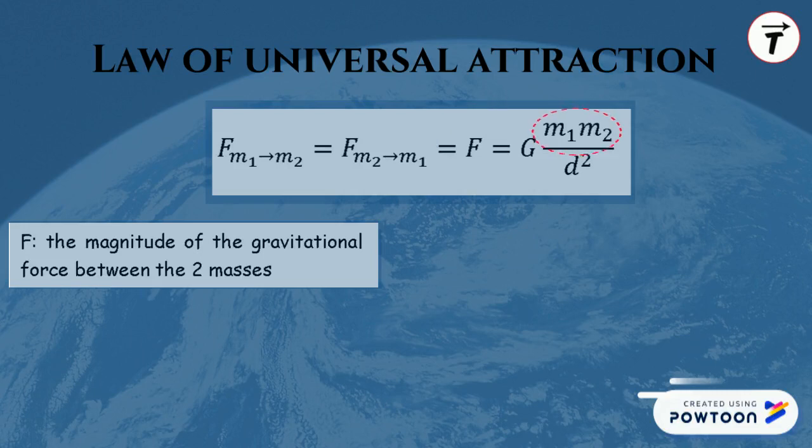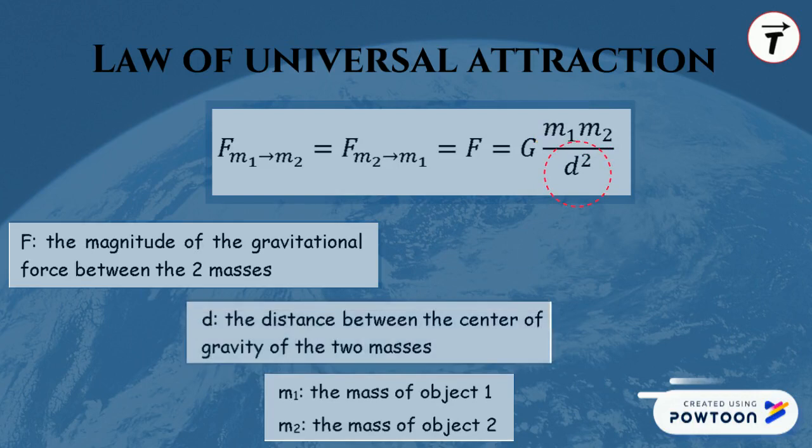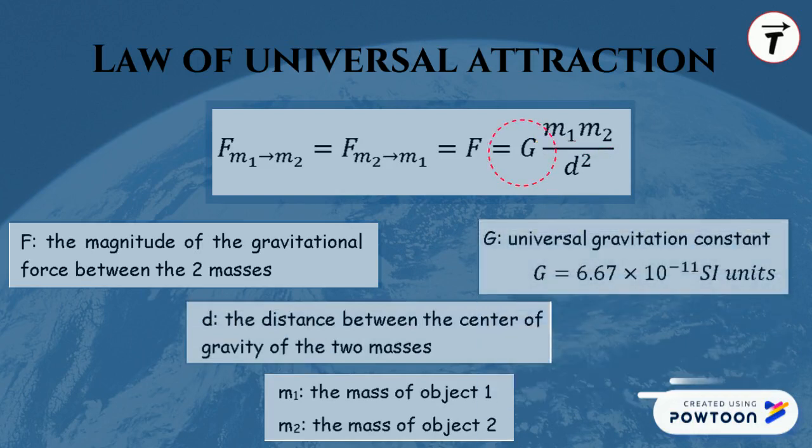m1 is the mass of object 1, m2 is the mass of object 2, both expressed in kilograms. d is the distance between the centers of gravity of the two masses. The SI unit of distance is meters. G is the universal gravitation constant. The value of G is 6.67 × 10^-11 SI units. The constant G exists because we are expressing the values with conventional SI units.